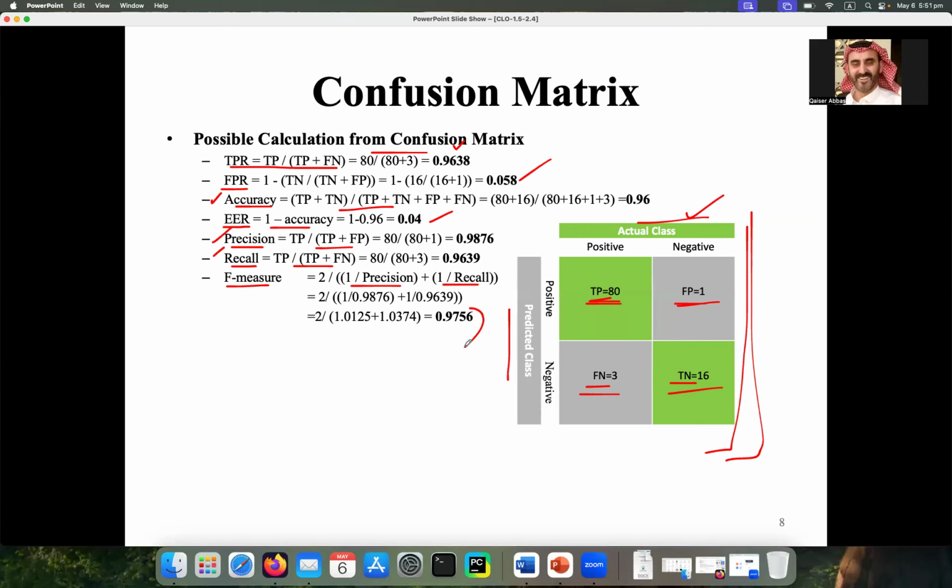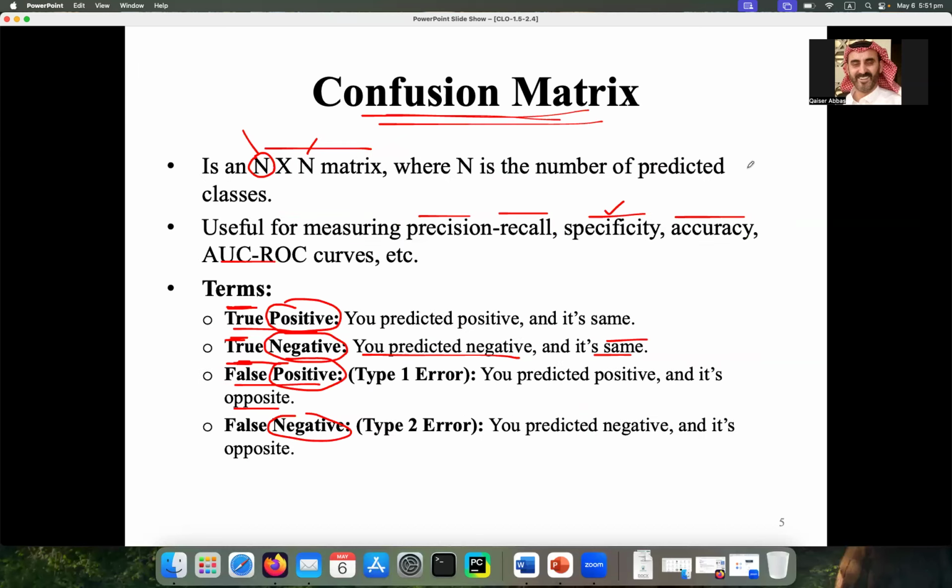So the idea of this slide is you can calculate these different things through this confusion matrix. So that is what we said here. The confusion matrix is useful for measuring all these things, which were mentioned there.